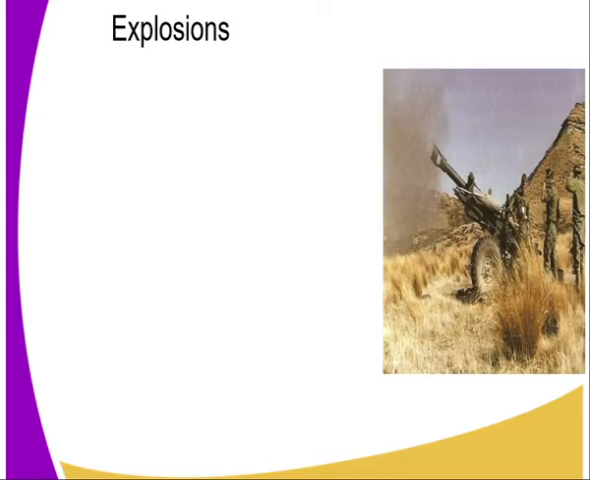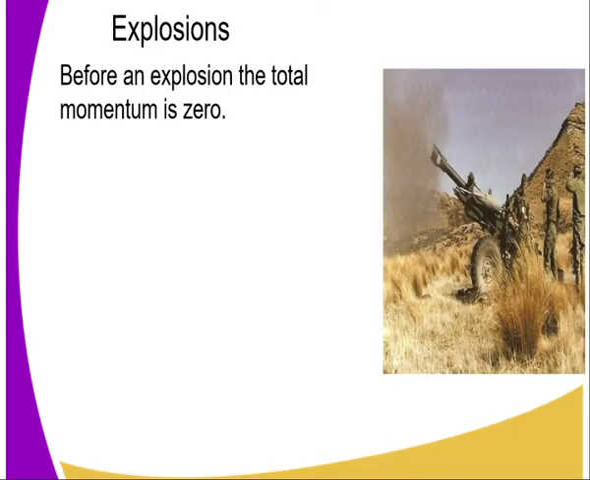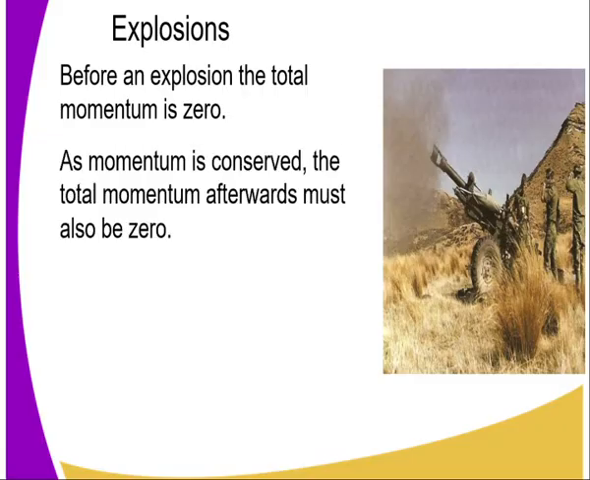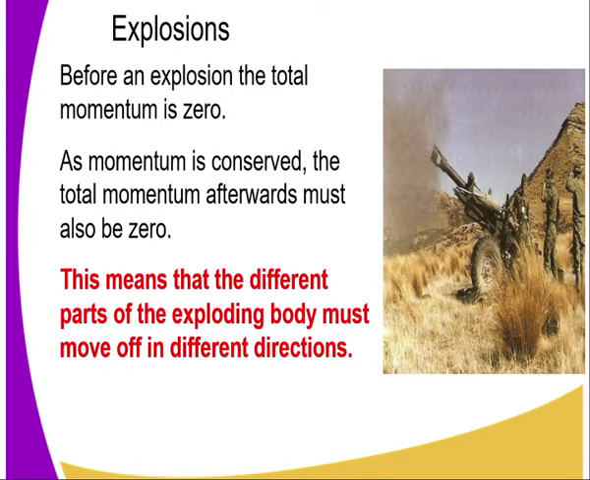So how do we then apply Newton's third law in solving certain questions? Let's refer to, for instance, an explosion. This is a perfect example of where Newton's third law of motion is applied. Before an explosion, the total momentum is zero. As momentum is conserved, the total momentum afterwards must also be zero. So this means that the different parts of the exploding body must move in different directions.